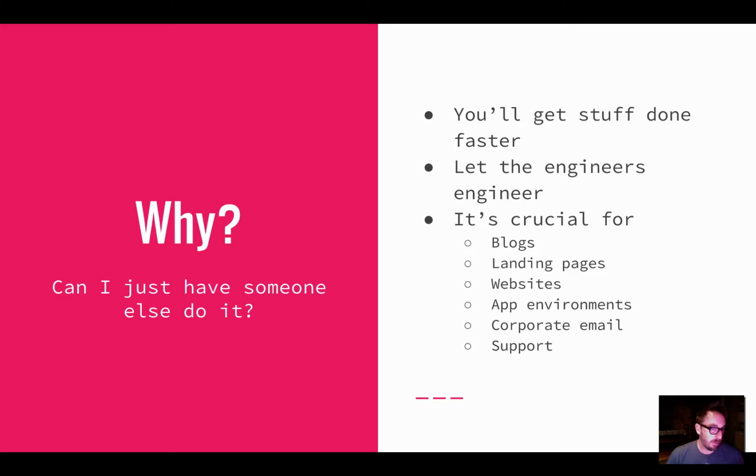You have app environments, like maybe you have a staging version of your web app. Maybe you have an API on a separate server. Those are going to need DNS configuration. Corporate email: you're going to probably set up email with something like Google Mail or Zoho. You need to create DNS records for that to work. And even support. A lot of companies use services like Zendesk, and you're going to maybe map a subdomain like help.mystartup.com, and you have to use DNS for that as well.